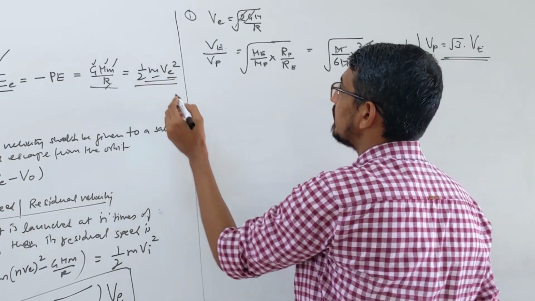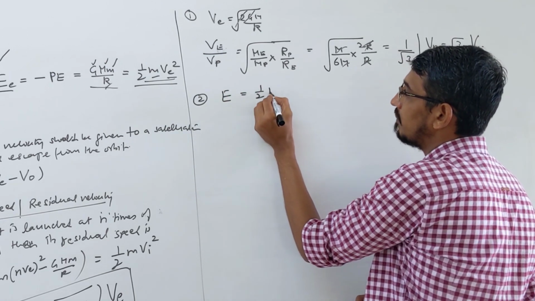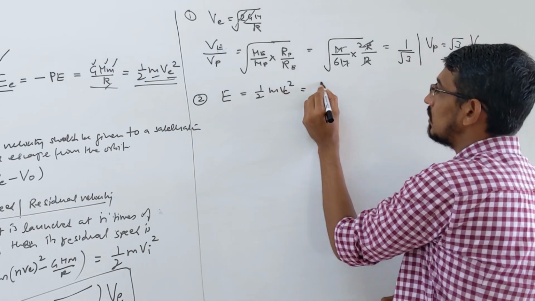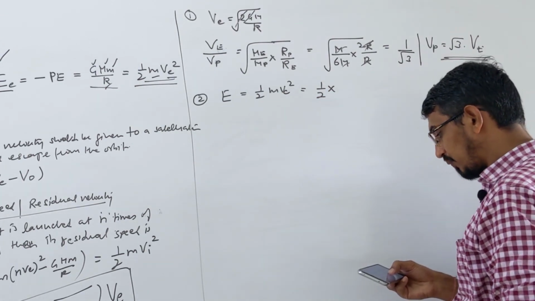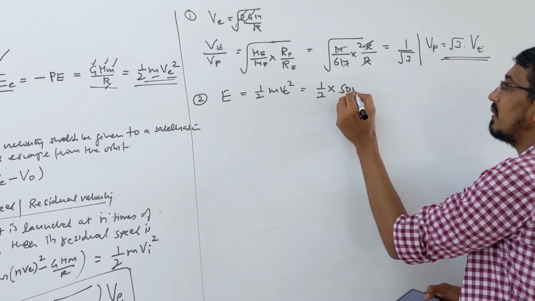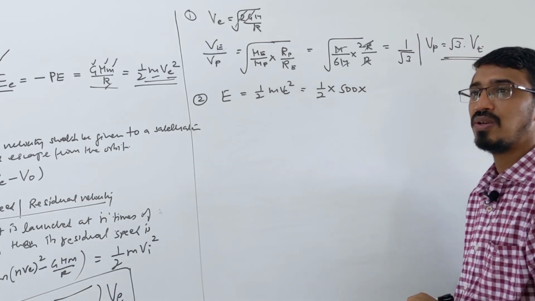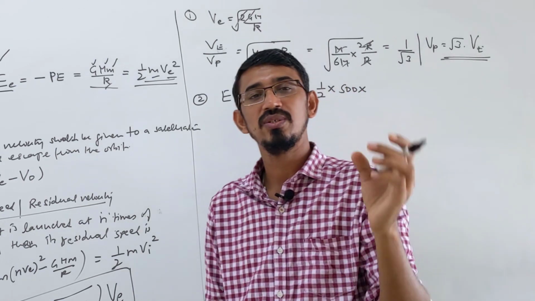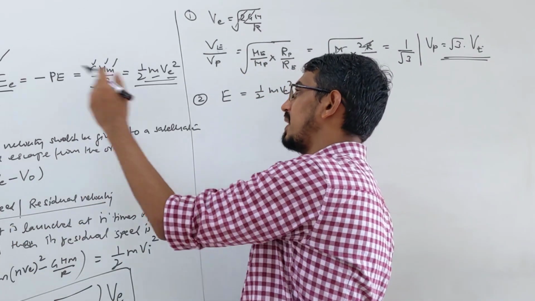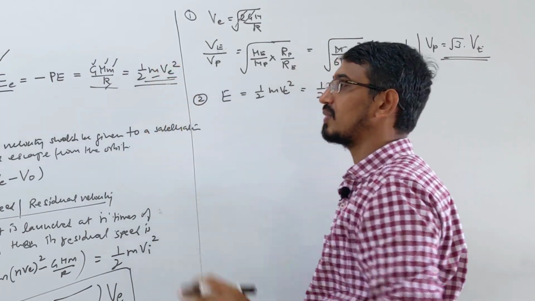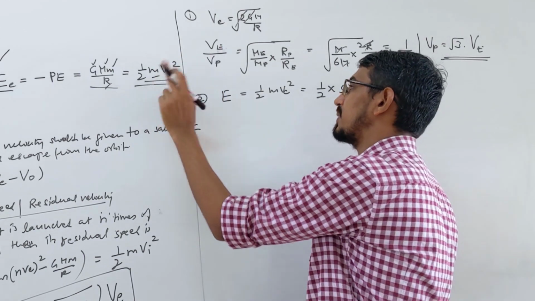That will be, I think, easier. So I am doing that one. So escape energy is how much? Half mv square. So half, mass of that object is given, how much? 500 kg. Do not confuse: escape velocity does not depend upon the mass of that object, but escape energy depends, okay?